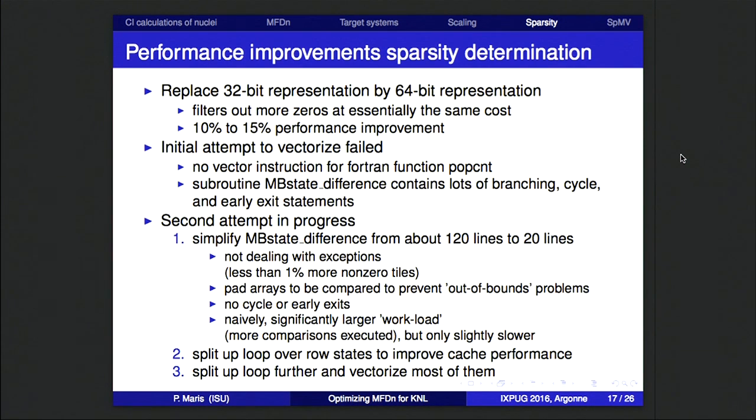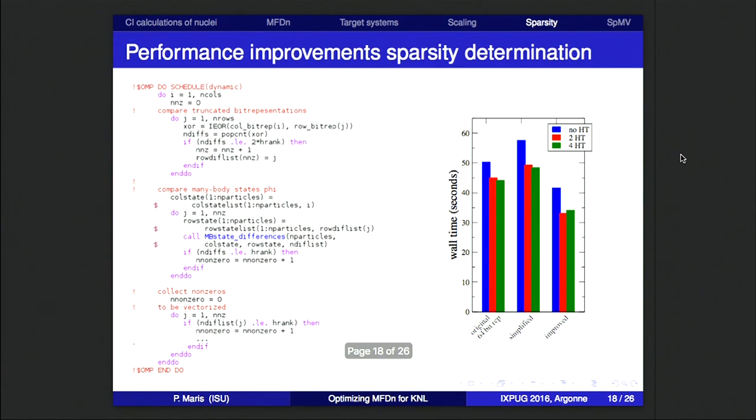Naively, these changes would lead to a slightly larger workload, and that's indeed what you'll see in the next slide. It also means reducing 120 lines of code to about 20 lines of code, which is a lot easier once I want to vectorize it, because that's the next step. So this first step leads to a code structure like that. I have split up my inner loop, the loop over the rows, into first doing all of the pop counts, getting a list of the states that pass this test, and then just with that list, I do the second test rather than have this all in one loop.